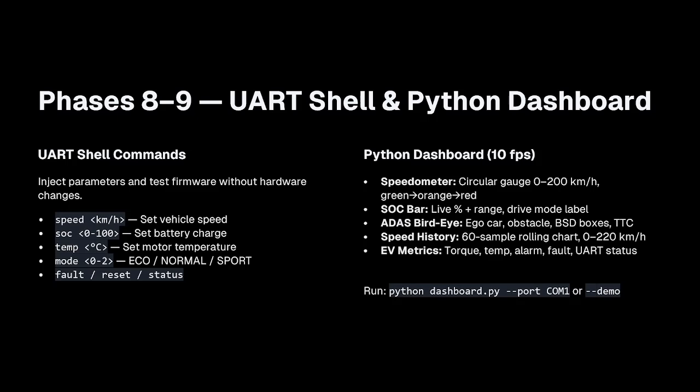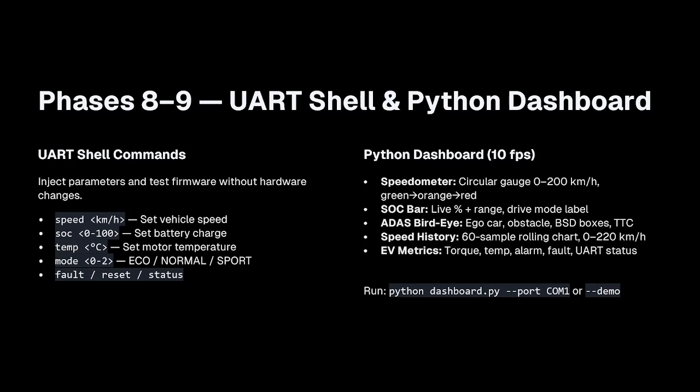The speed history: a graph is also created based on the speed history. Then the torque, temperature, alarm, fault, and UART status are also shown. Accordingly, we use dashboard.py. The port command is used for running the Python dashboard.